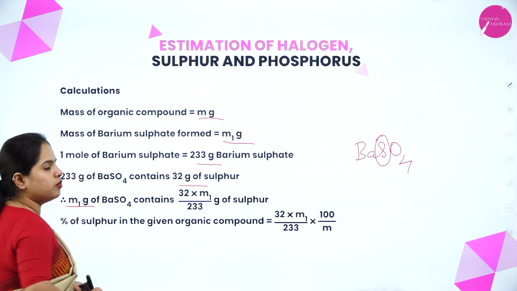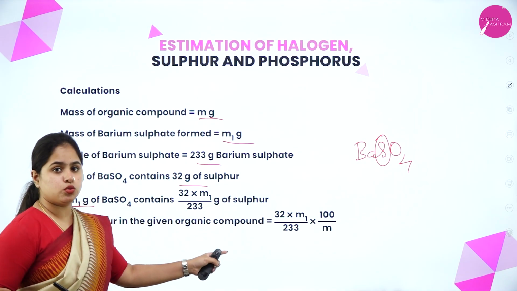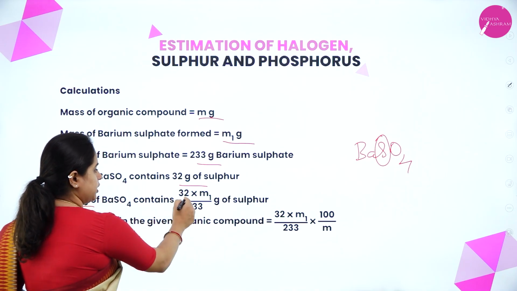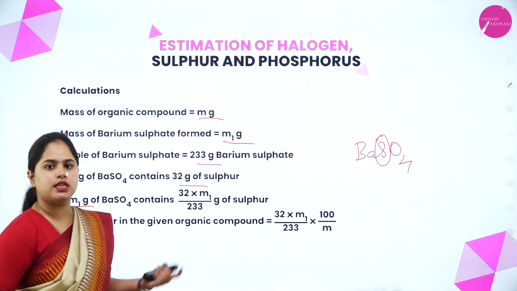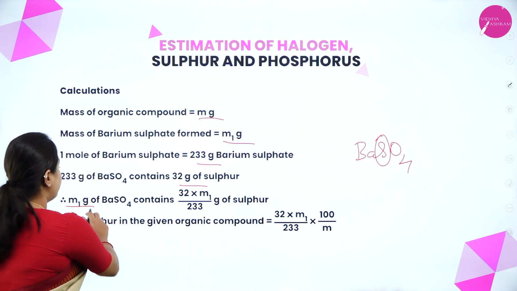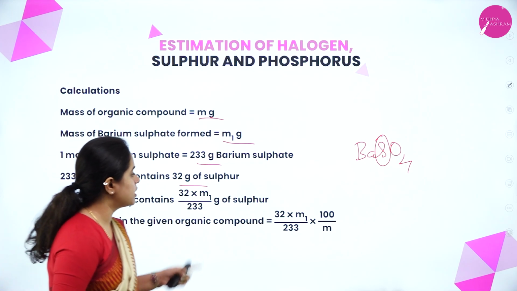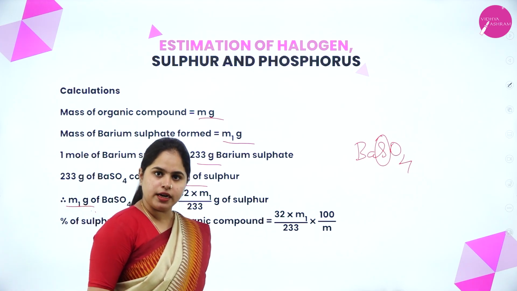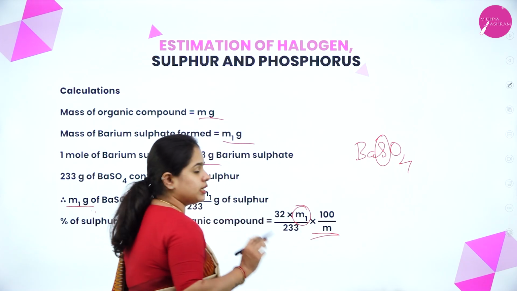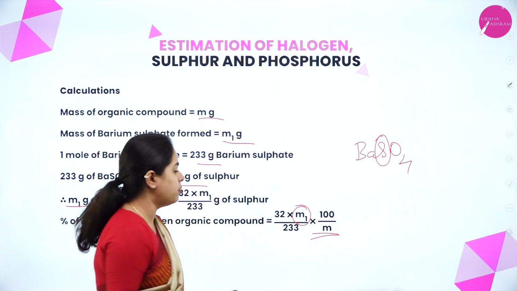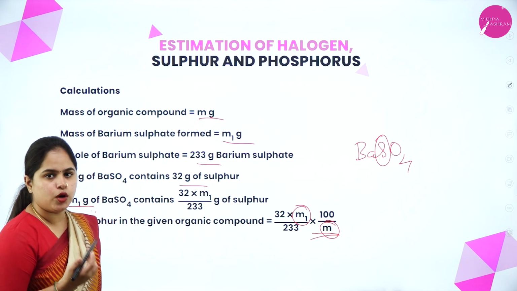Then M1 gram of barium sulfate will contain how much? That is 32 divided by 233 into M1, right? 32 into M1 divided by 233. So that much sulfur will be present in M1 gram of barium sulfate. Then how do we calculate the percentage? It is 32 into M1 divided by 233 into 100 divided by M. So what is this M1? It is the mass of barium sulfate formed, and M is the mass of the organic compound. Yes, I hope it is clear.